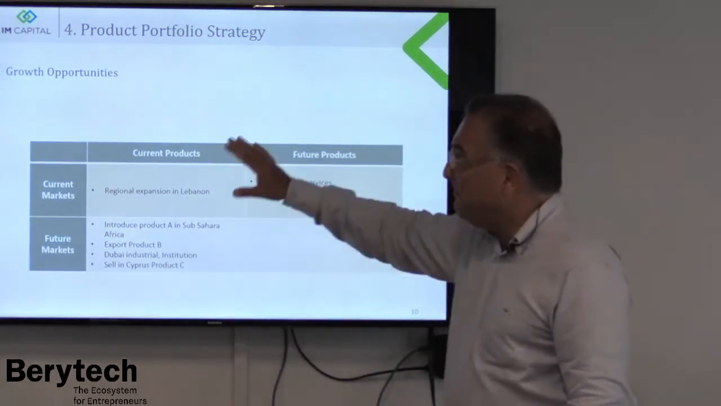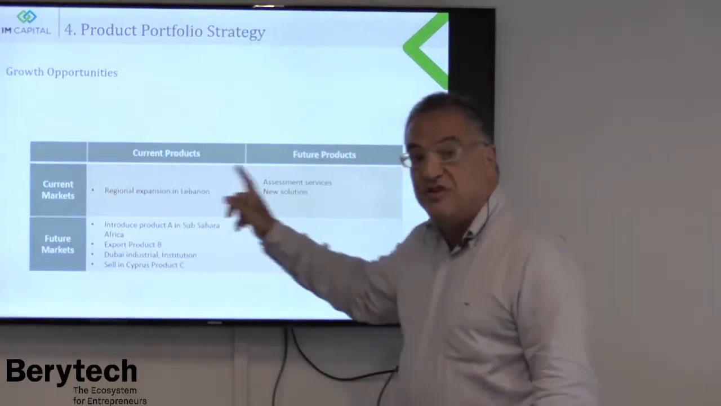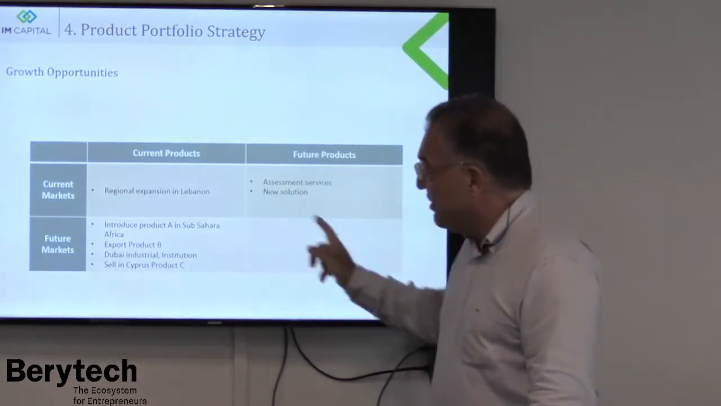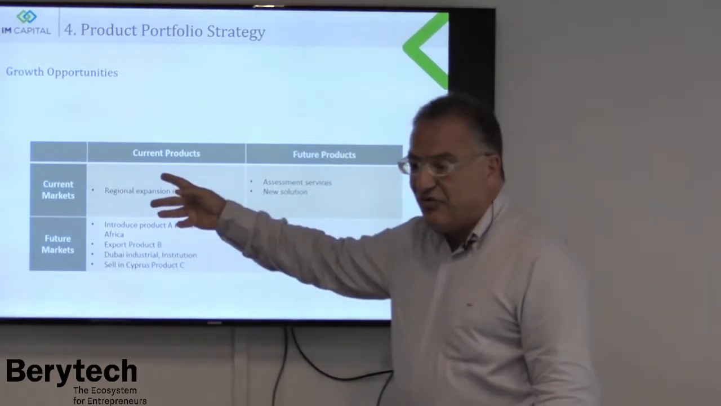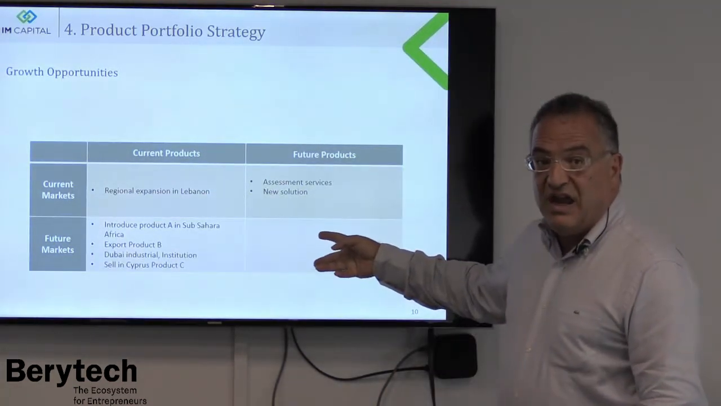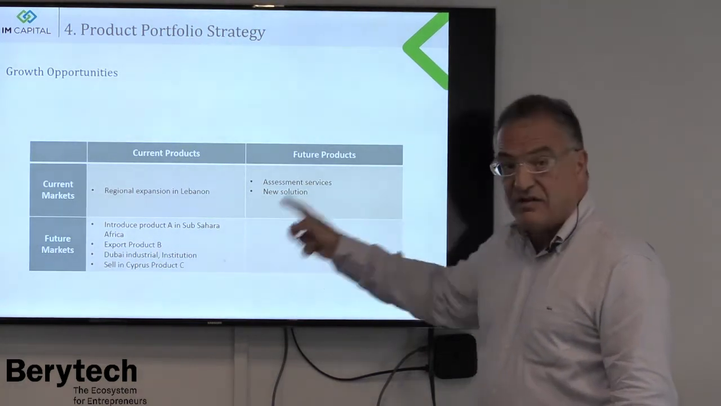So this is an example. It's called the Ansoff matrix. This Ansoff matrix is the way for you to position it: current product, current markets, future product, current markets. For instance, if they're producing solar in Lebanon, you could produce wind energy in South Africa. So this will become a new technology, a new product in a new market.